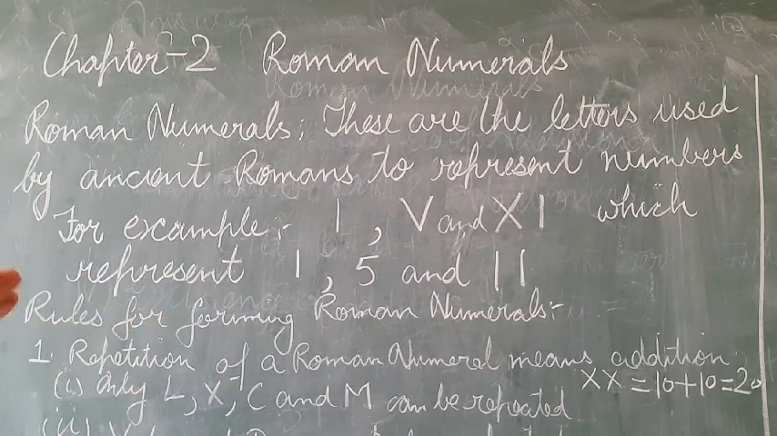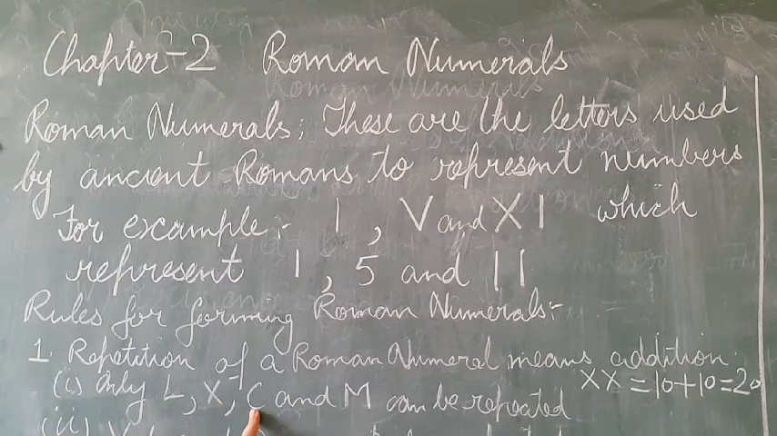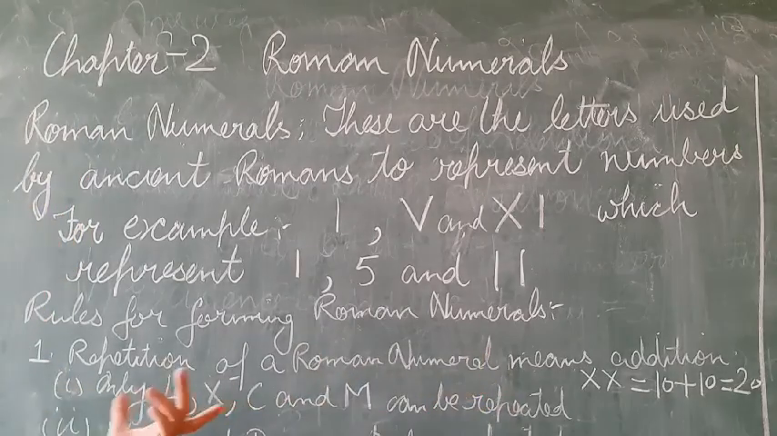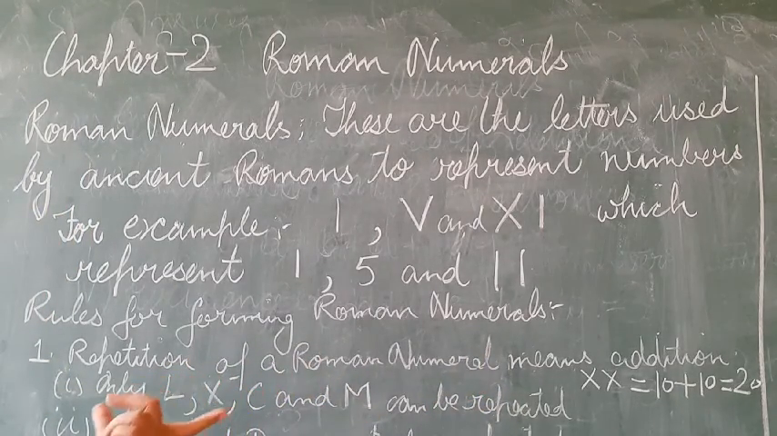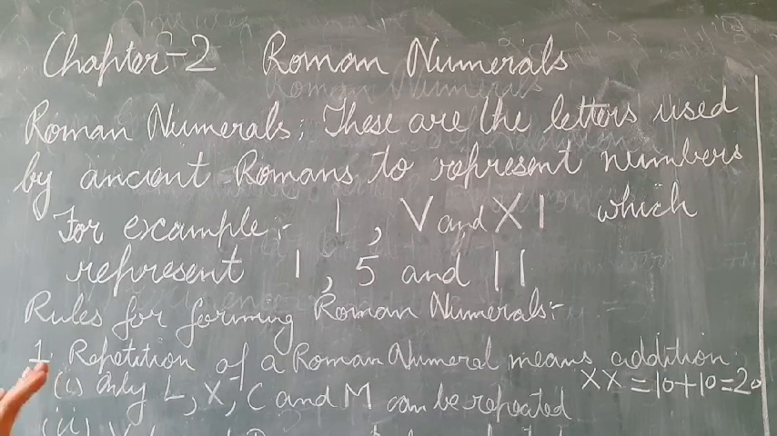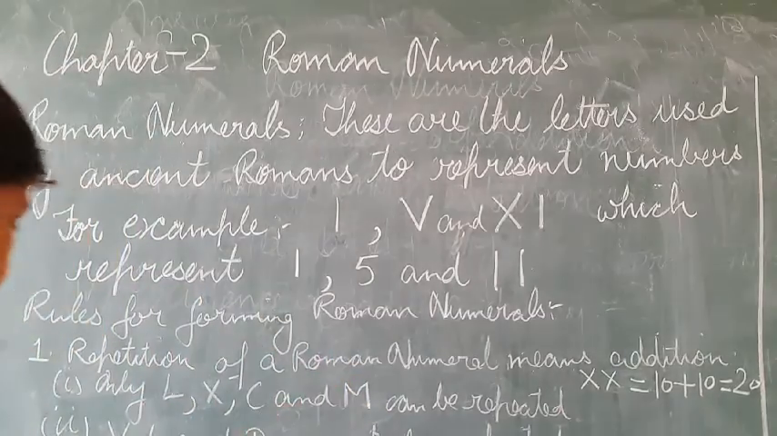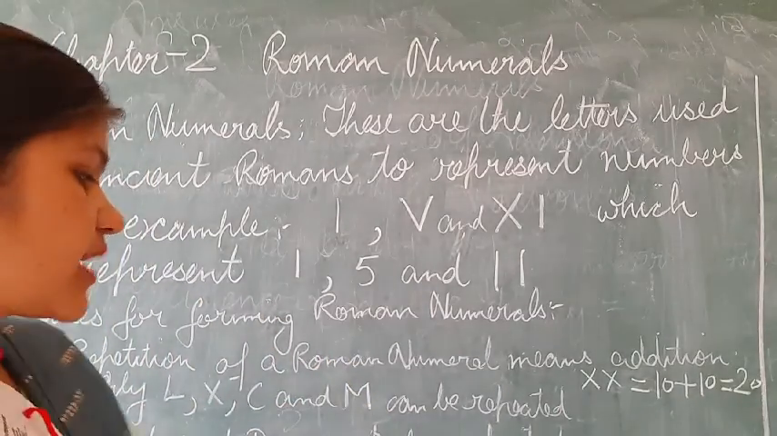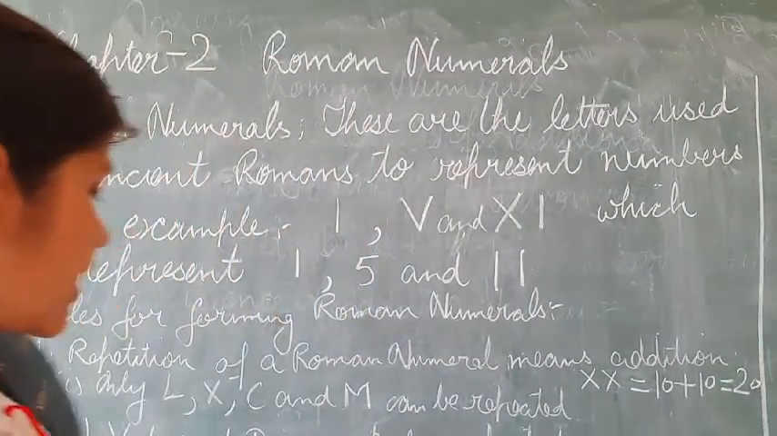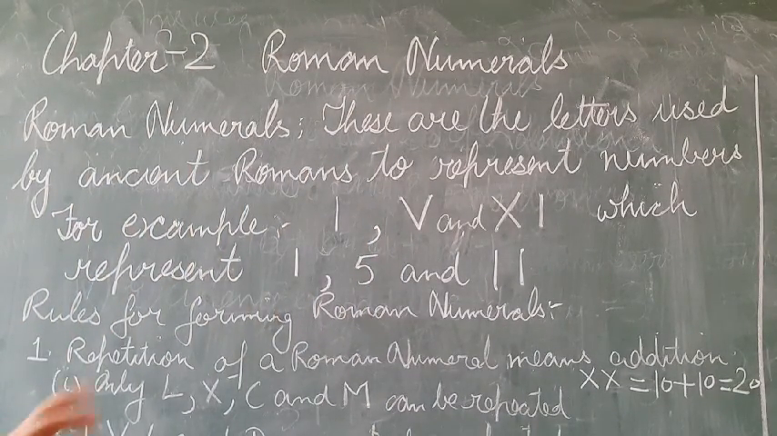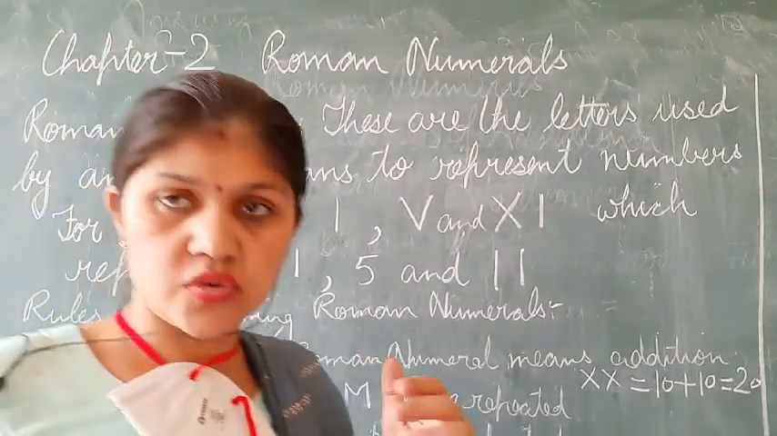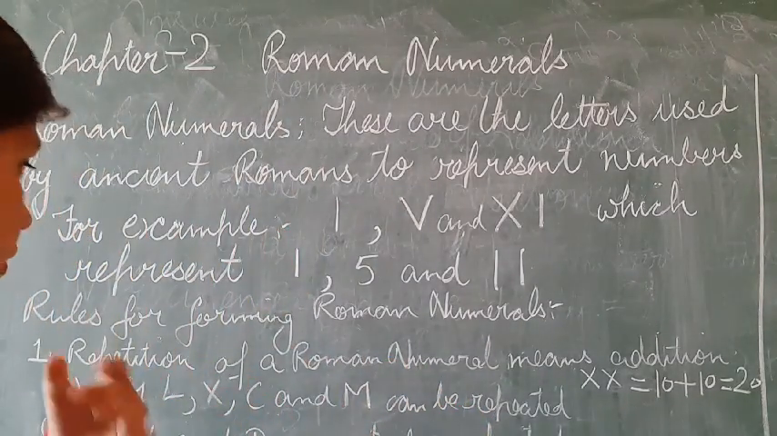In this repetition, there are 3 restrictions for the first rule. One restriction is that only the letters I, X, C and M can be repeated. Only these 4 letters can be repeated. Second, V, L, D are the 3 letters which cannot be repeated. And the third one is that no numeral can be repeated more than 3 times. If we repeat a numeral, it is repeated only 3 times, not more than 3 times. This is the first rule.